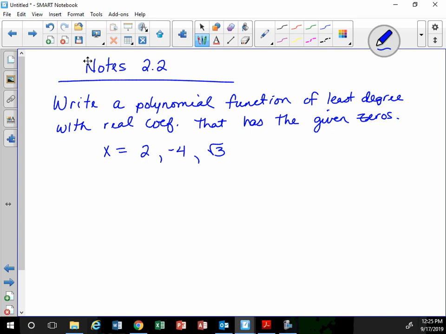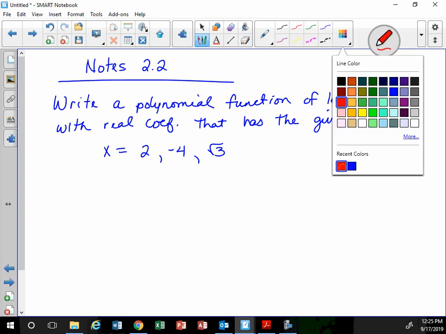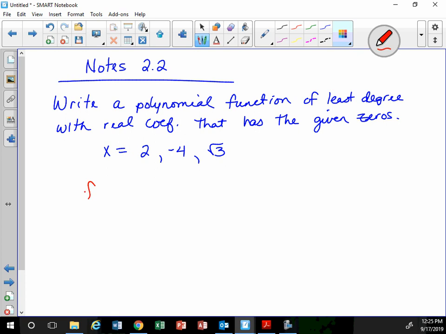So, first, if it's a polynomial function, we have to start with f of x equals. If you don't actually make it an equation, you would lose points. And then let's look at it. If one of your zeros is 2, what is a factor of your polynomial then? X minus 2, okay. What about -4? X plus 4, good.